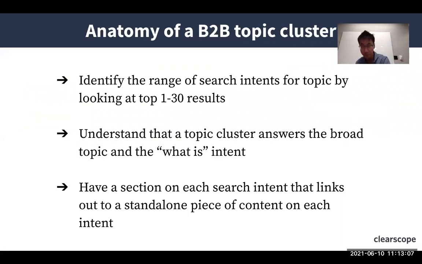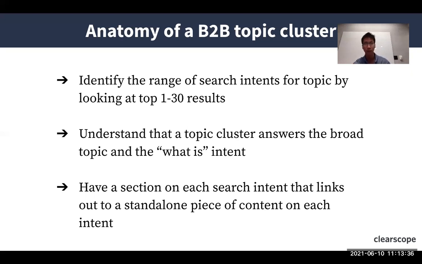The anatomy of a B2B topic cluster is that you want to cover the broadest range of different subtopics that a user is likely to care about within your topic cluster. How I would do that is by doing what you saw in the screenshot before: looking at the top 30 results and really trying to understand what those results are, and more importantly, what intent they're servicing.